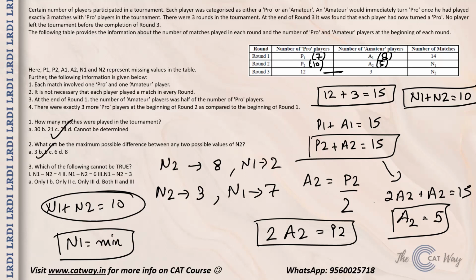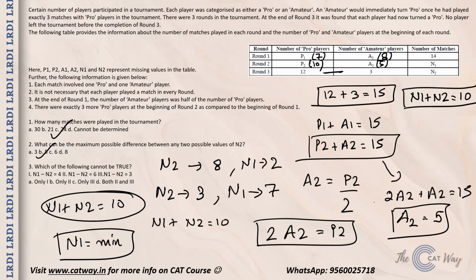Okay, come to the third question. What we have been given is which of the following cannot be true. So statement 1: n1 minus n2 is equal to 4. What we know is that n1 plus n2 is 10.